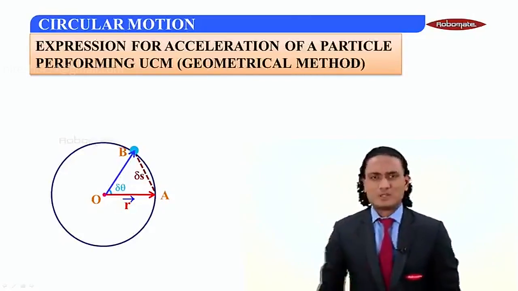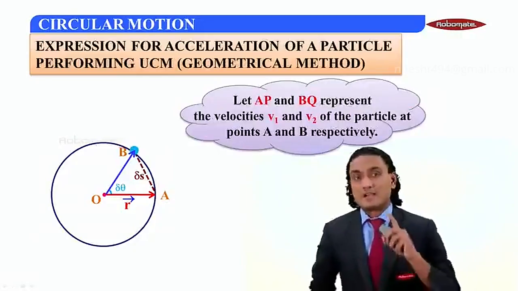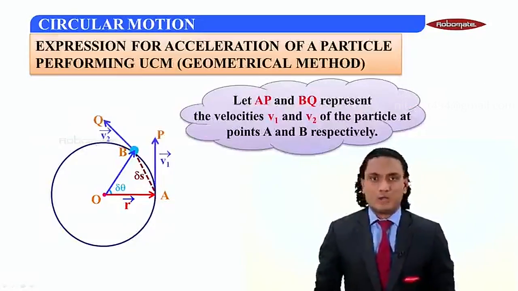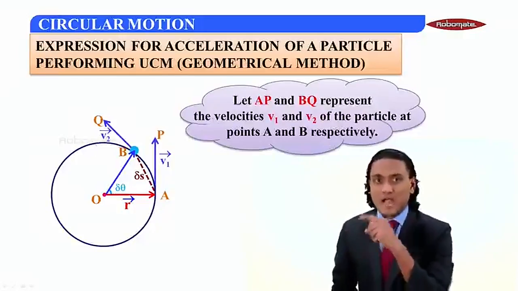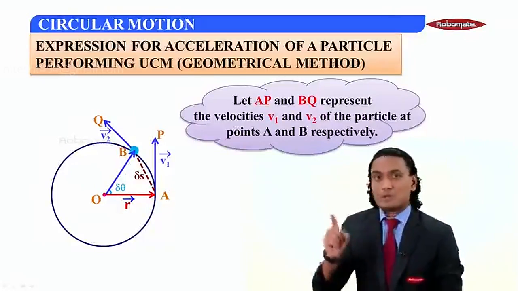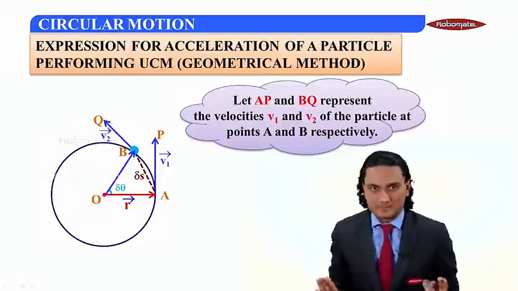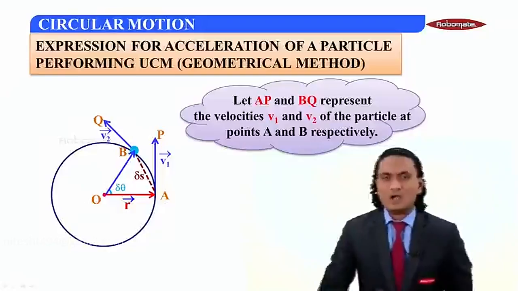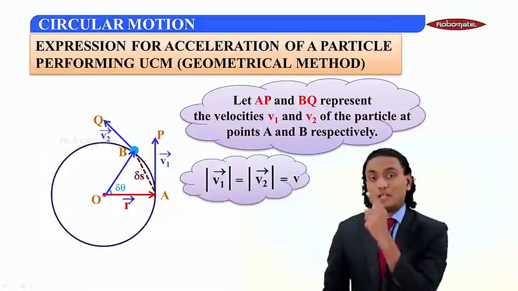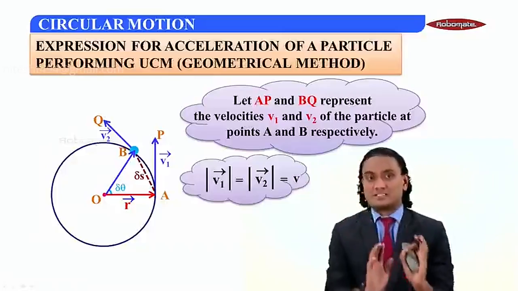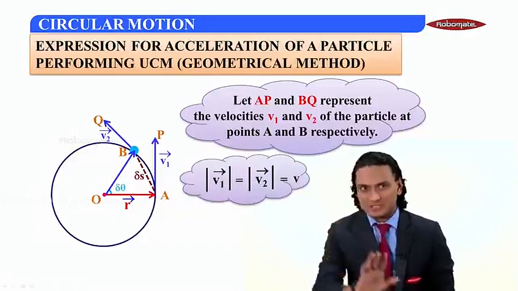Fine. Now students, I'm going to draw two vectors, vector AP and vector BQ. AP represents the velocity V1 of the particle at position A, and BQ represents the velocity V2 of the particle at position B. Is this clear? Two velocity vectors. Now, this is UCM, so we all know that the magnitude of the linear velocity of the particle is the same. Magnitude is the same, but direction is different. This is very important. Is that clear to you?